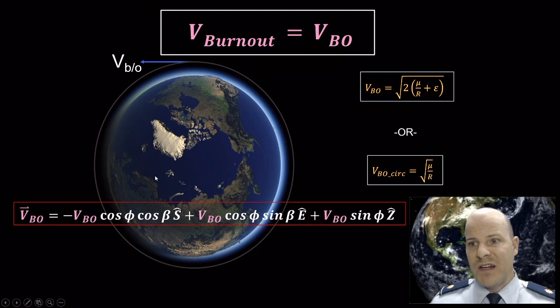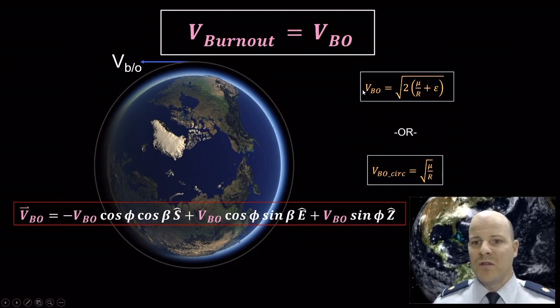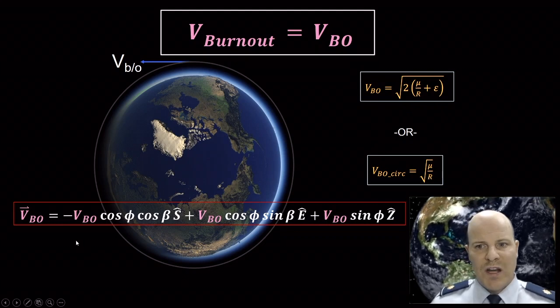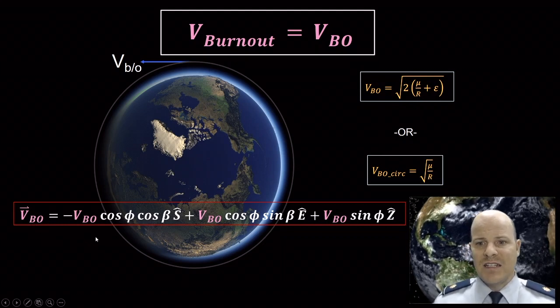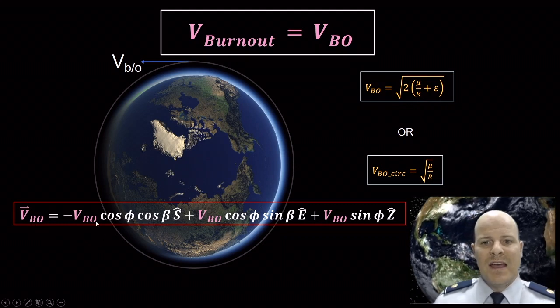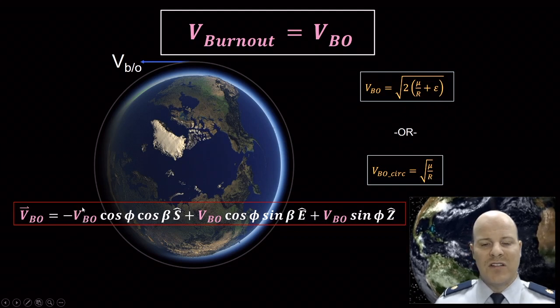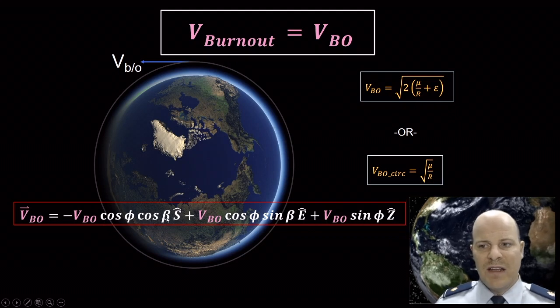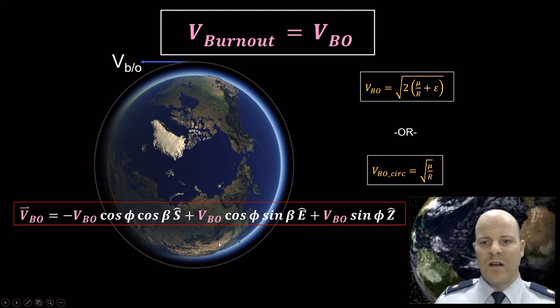However, we need to express this velocity not just in terms of a magnitude. We actually need to express it in our coordinate system. So to do that, you can use your equation on your equation sheet here. And that says that the vector VBO expressed in the SEZ frame is related to its magnitude, VBO. So if VBO does not have the vector symbol over it, it's just a magnitude, times the cosine of phi times the cosine of beta, and then we've got another phi and a beta here, and then we've got a phi. So what are these two angles?